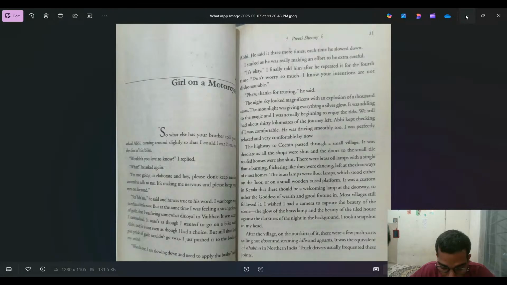The night sky looked magnificent with an explosion of a thousand stars. The moonlight was giving everything a silver sheen.